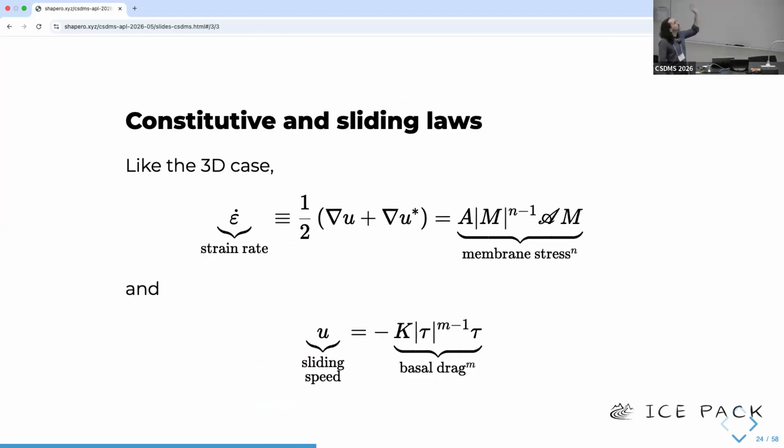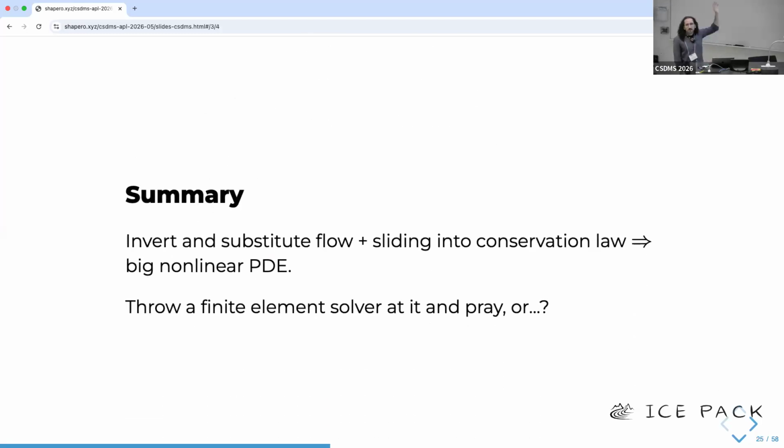And I've written out more of the math explicitly here. But if all you remember is, again, the strain rate is proportional to some power of the membrane stress instead of the deviatoric stress, then that's really enough to understand the rest. And finally, the sliding speed is proportional to a power of the basal drag. Now, okay, fine. So we have all the ingredients. We have a conservation law, and we have two constitutive relations.